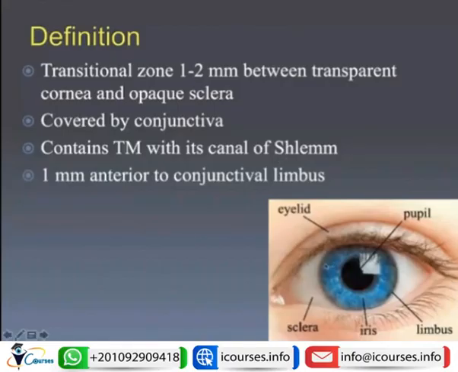We have the corneoscleral limbus, which is 1 millimeter anterior to the conjunctival limbus. So we have two types of limbus: the corneoscleral limbus is more anterior, while there is a part of the limbus called the conjunctival limbus, located 1 millimeter posterior.